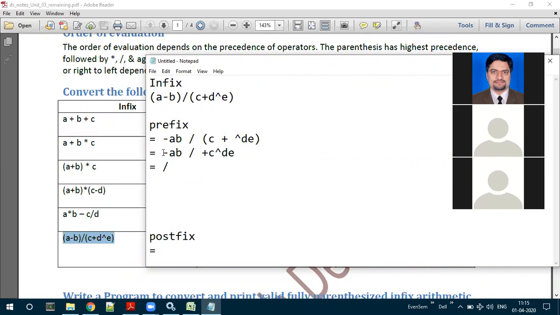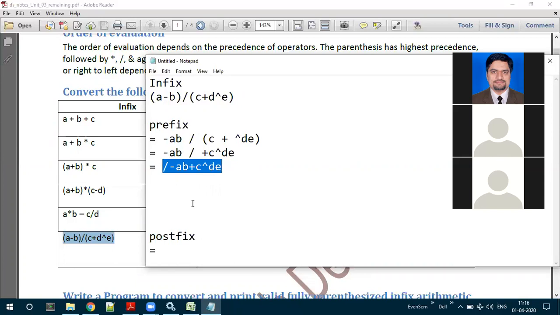What is the first operand? Minus AB. What is the second operand? The second operand is plus C, power DE. So write down that second operand, plus C, power DE. This result is the converted prefix form of the given infix expression, so the infix expression is converted into a prefix expression.